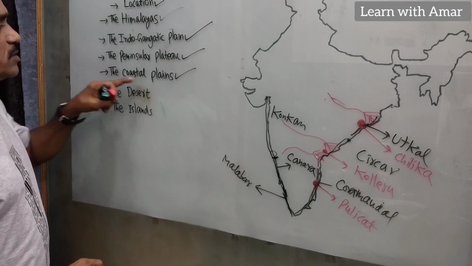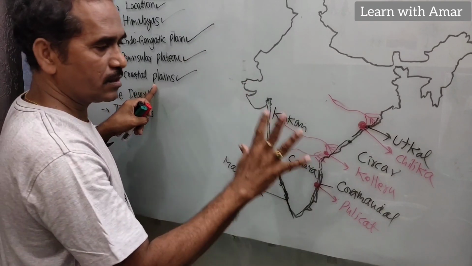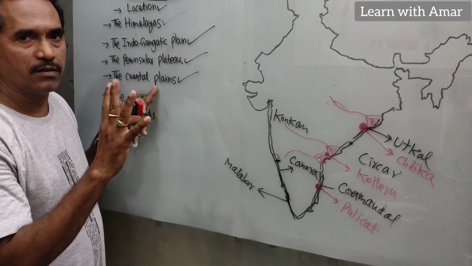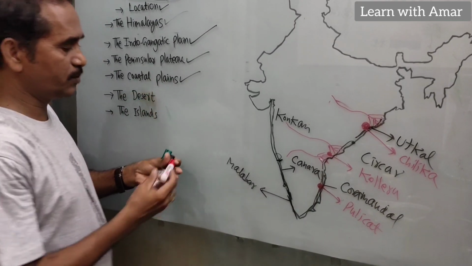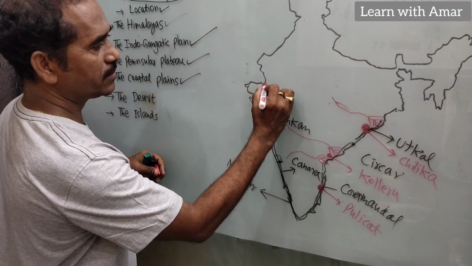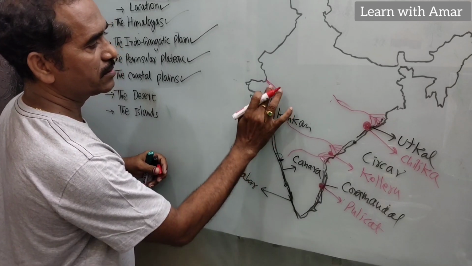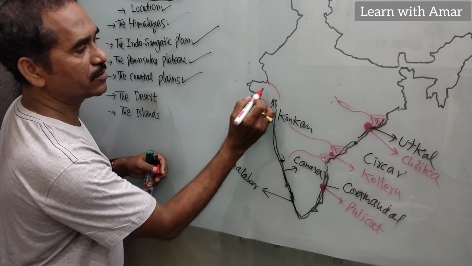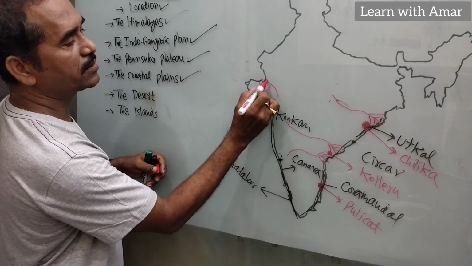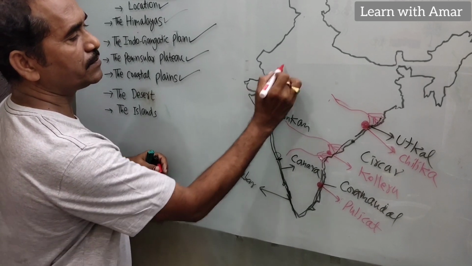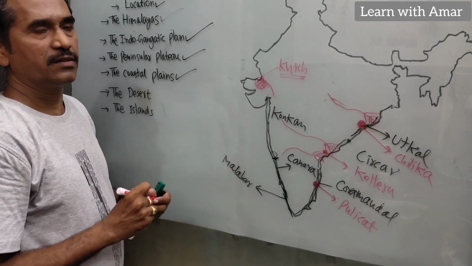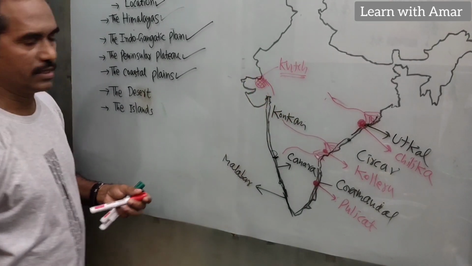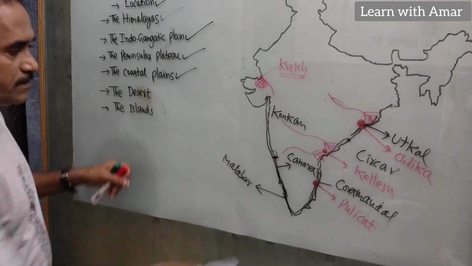So from the coastal plains, these are the questions or points we may face in the examination. What is the Kutch region? Kutch region, right? Very good. Up to here, west coastal plain. So this part, Kutch. Like salt region, it is Kutch. Okay. Now let's move on to next topic.